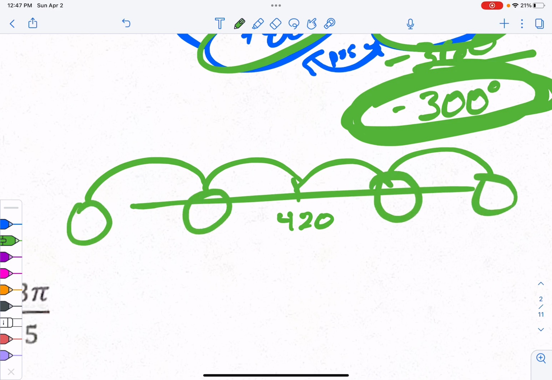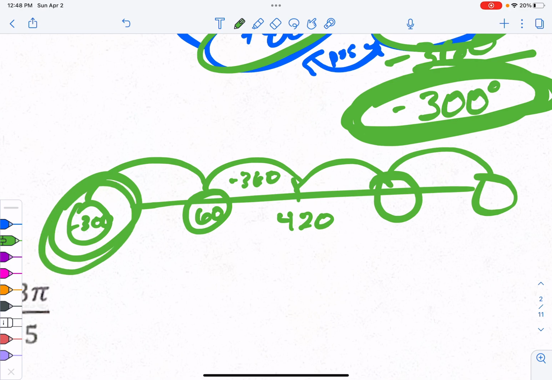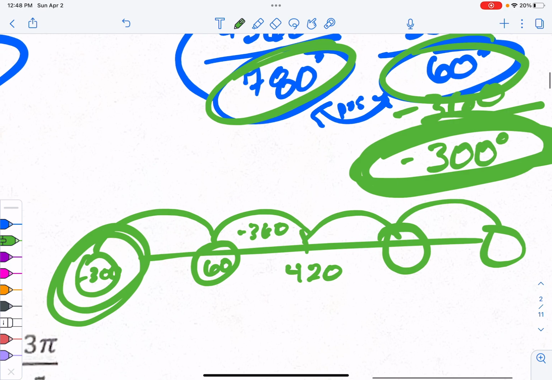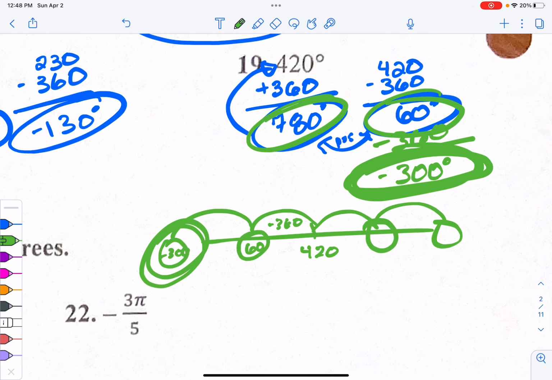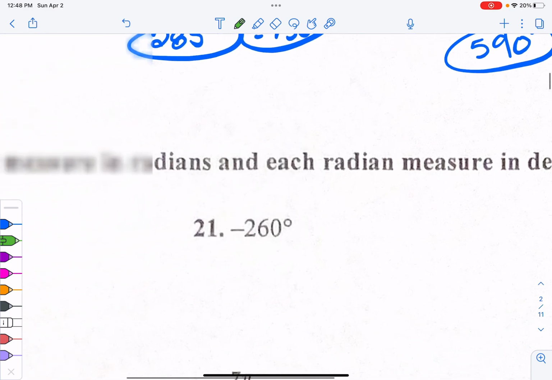But it's just that, like, this would be 60 if you subtract 360, and then you'd have to go all the way down to this point to get your first negative angle. Okay, so if it helps you to think about it as a number line, that's how that works. So when you have large angles like that, you might have to add or subtract 360 multiple times before you get a positive or a negative one.